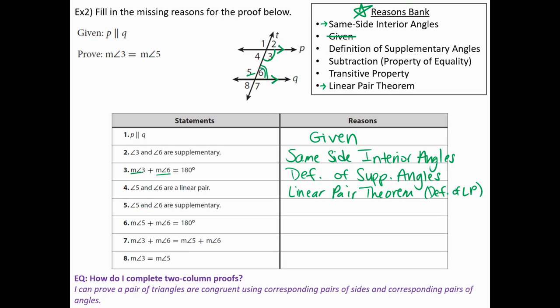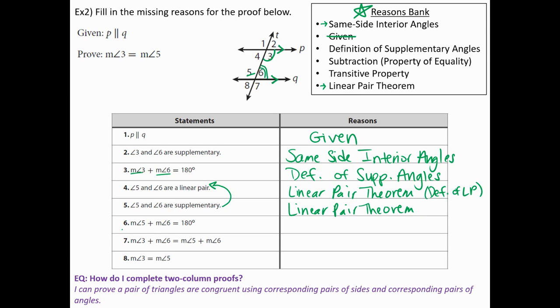Great. Then we have angle 5 and angle 6 are supplementary. Well, how did we know they were supplementary? We knew that because they're a linear pair. So we're going to use that same reason. This is the actual linear pair theorem, which says basically if you have a linear pair, then they're supplementary. That's the theorem.